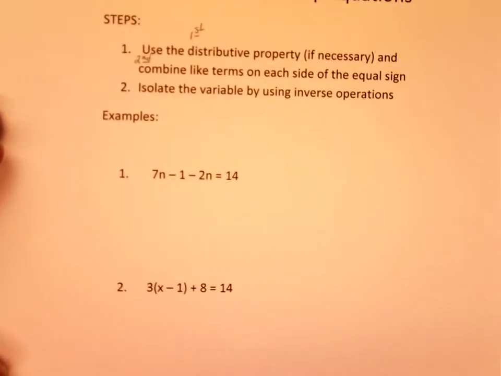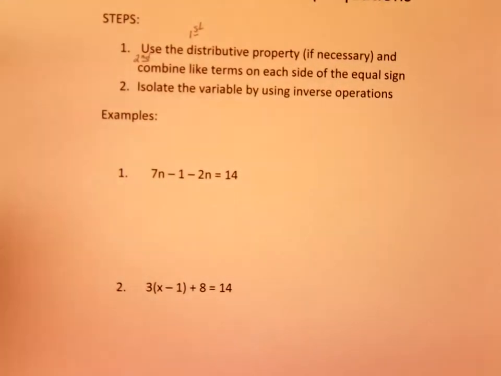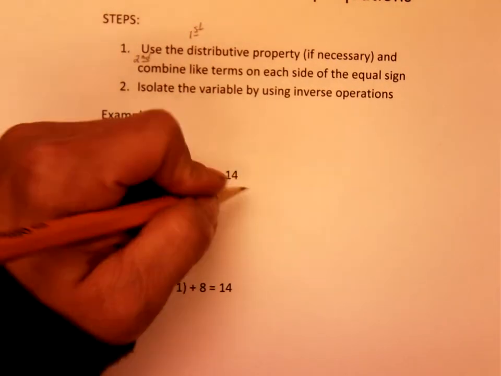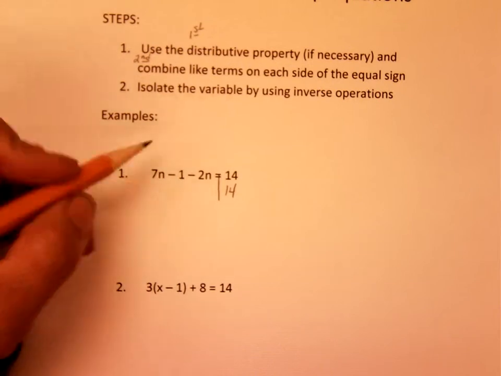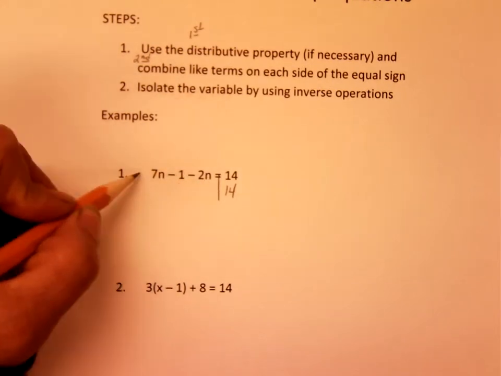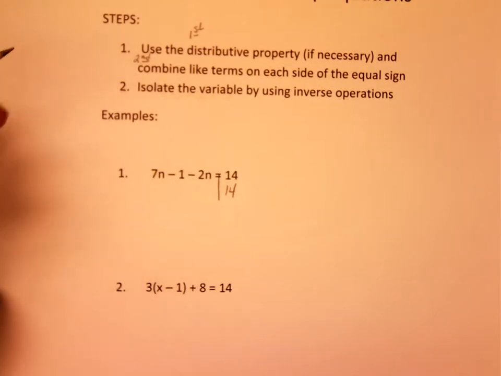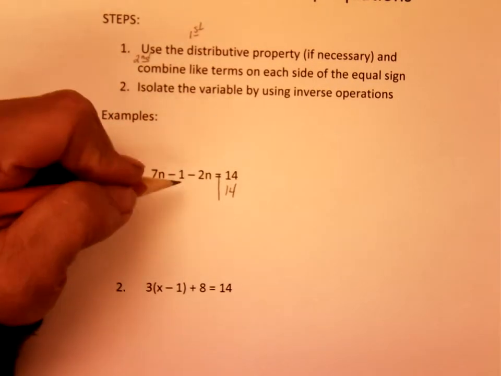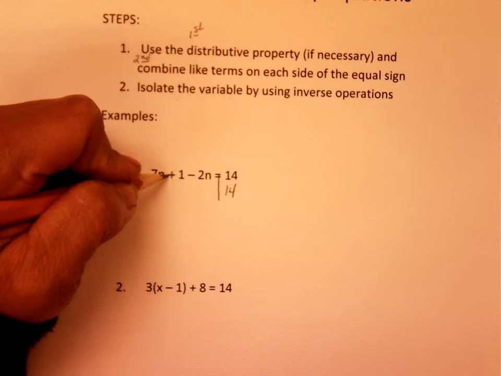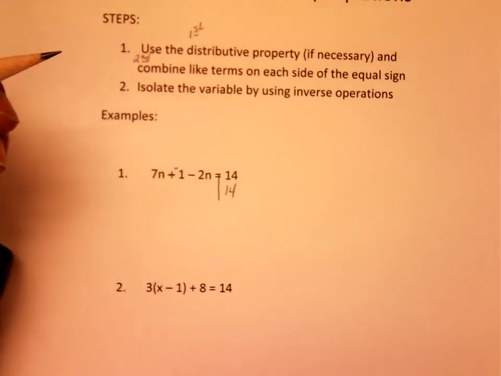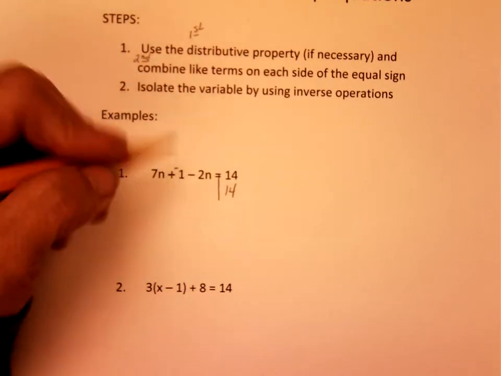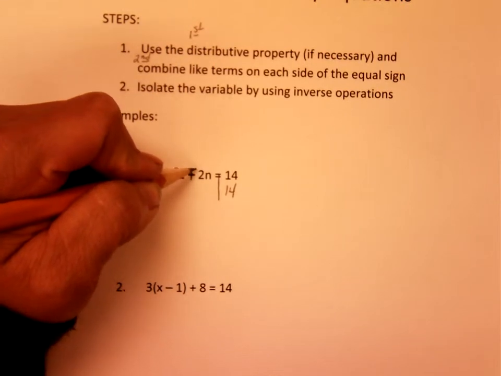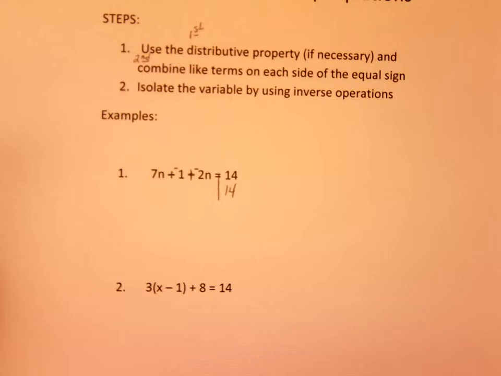So let's look at step number 1. So here I make a line. There's nothing to do on the right, so I'm just going to keep writing 14. Is there any distributive property here? There is none, so we don't have to do distributive, now combining like terms. But before I combine like terms, I'm going to change my subtraction to addition and make the opposite of +1 to -1. Same thing here, change that subtraction to addition, make +2n, -2n.